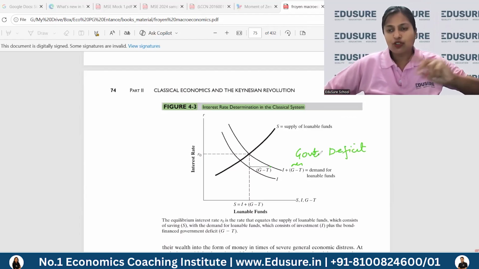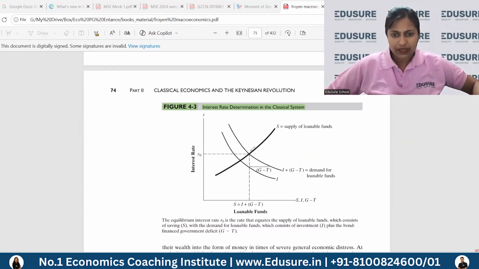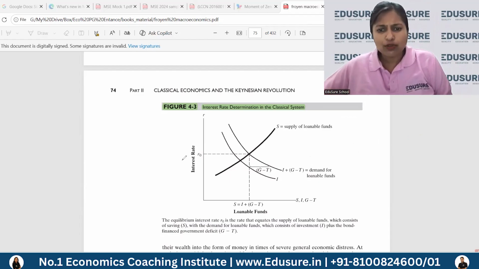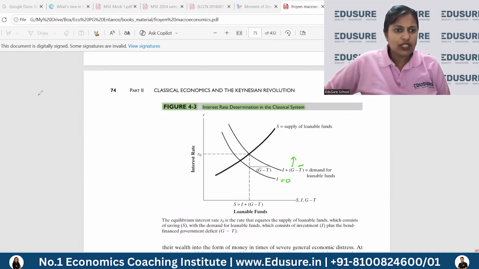Right? This is the government deficit which could not be funded by taxes. So this is the demand for loanable funds by the government. So we can add the demand for loanable funds by the government to this. Assume that initially there was no demand for loanable funds by the government. Now government expenditure went up, taxes remained constant, and there is a demand for loanable funds. So G bar has increased.